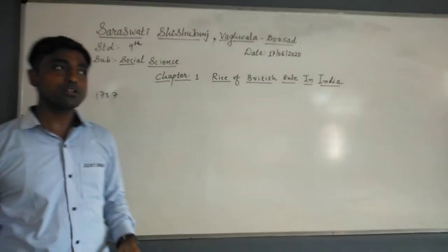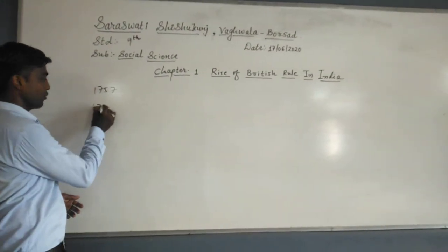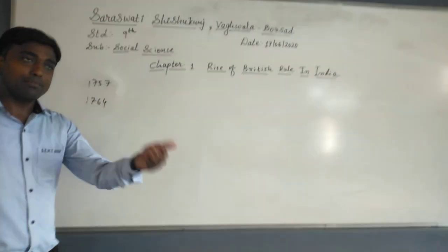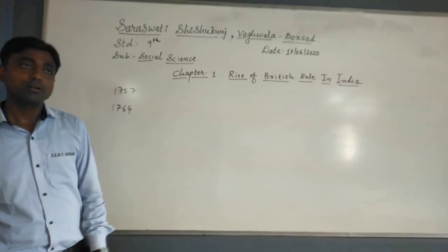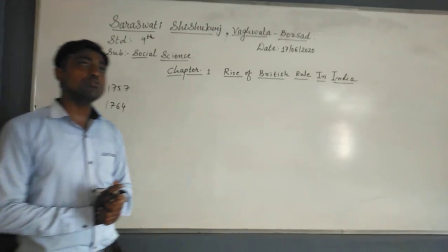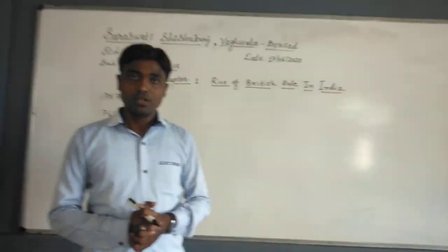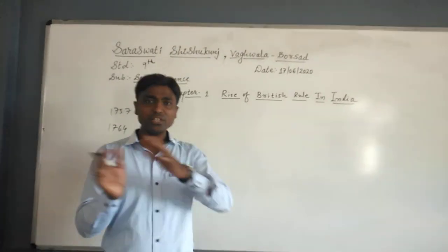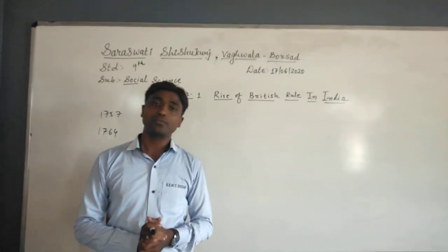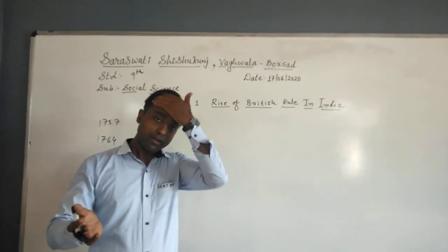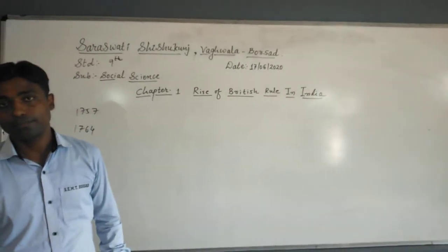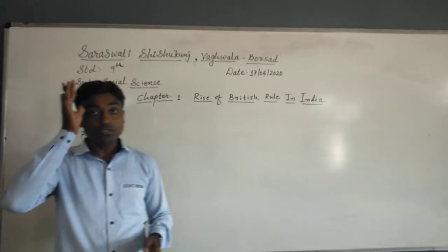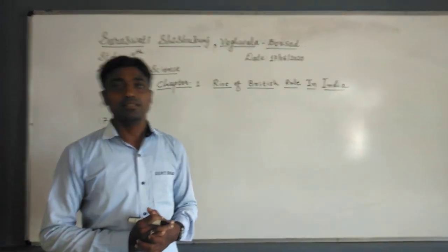Now the next one is the Battle of Buxar in 1764. After Mir Jafar became Nawab of Bengal, the Britishers wanted to extract more wealth from him. Due to their greedy nature, they dethroned Mir Jafar from the post of Nawab, and they made Mir Qasim the new Nawab of Bengal. But Mir Qasim was more ambitious than Mir Jafar.